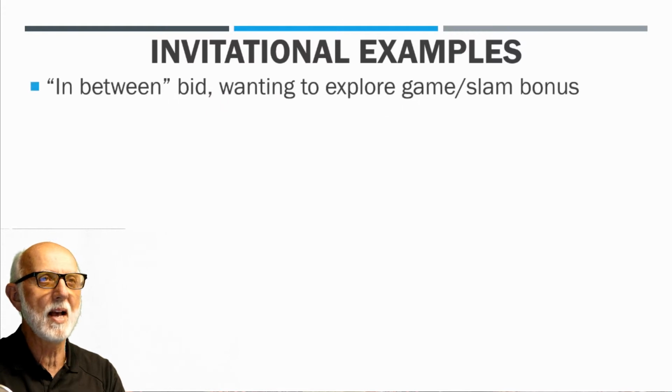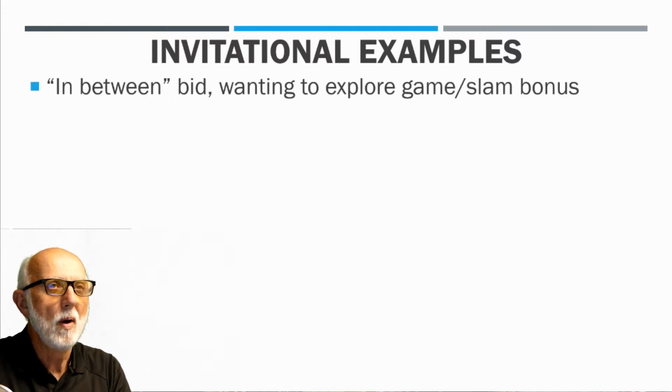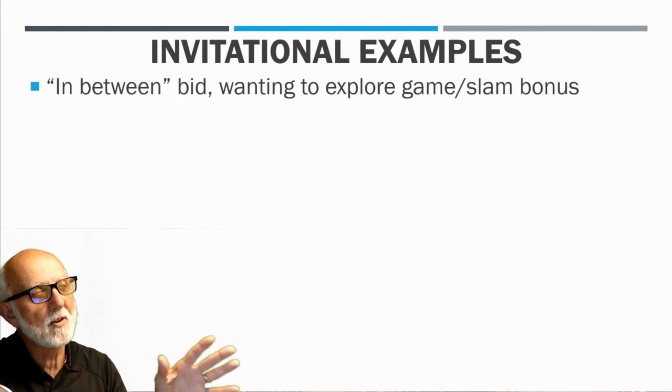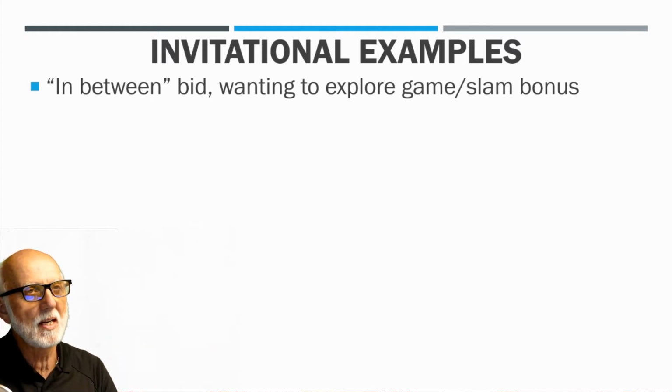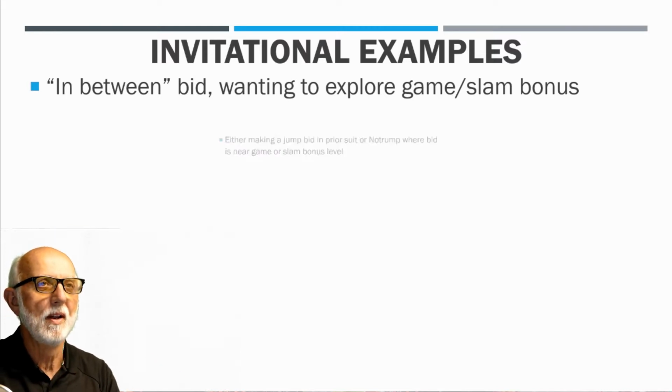And the first one we've got coming up is, we don't have enough for game. We have enough to invite. So we're saying, partner, we would like to get a game or a slam bonus in whatever methods we're using here. And so far, we're just saying we don't have enough to get there on our own. We have more than the 6 to 9 as responder. We're now 10 to a bad 12.